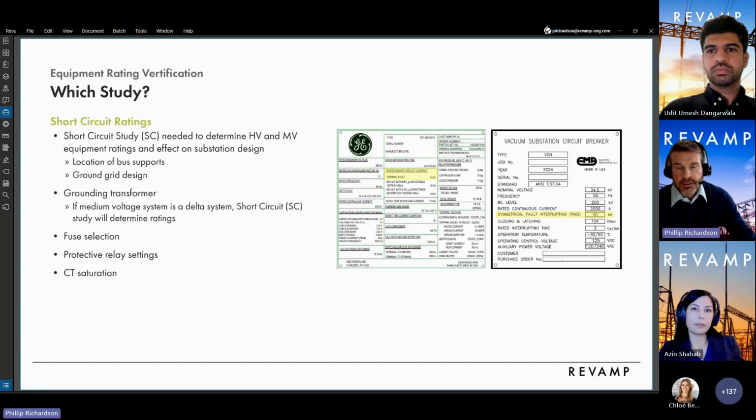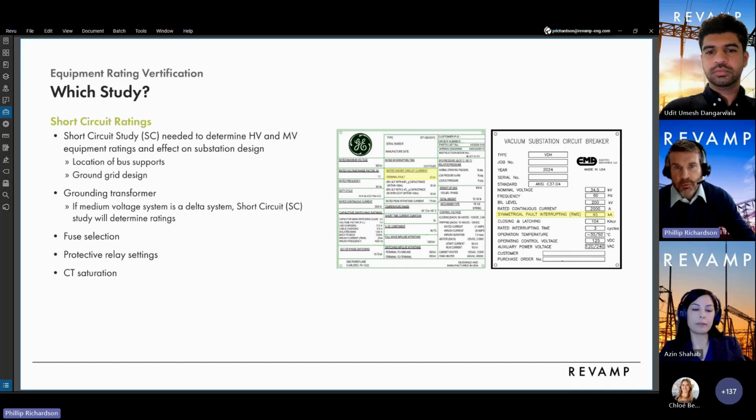Short circuit ratings or short circuit study is needed to determine the equipment's short circuit rating, its max fault clearing capabilities, whether that's 25, 40, 50, 63 kA. Bus location supports also needed to determine ground grid design, whether a grounding transformer is needed and its specifications. Helps determine our fuse selection.